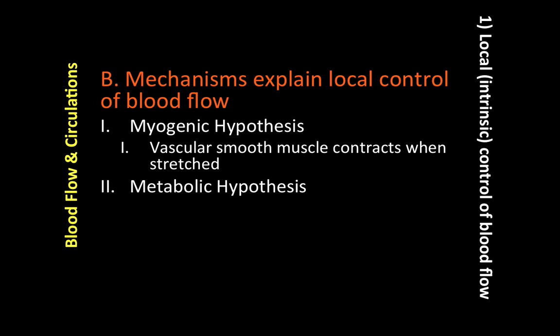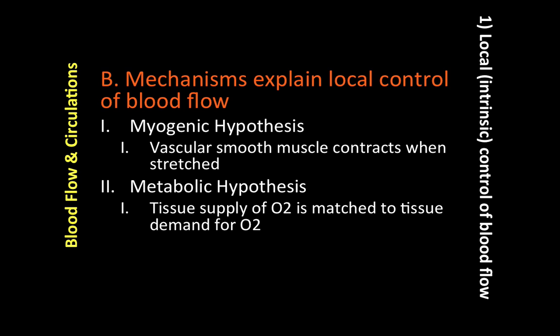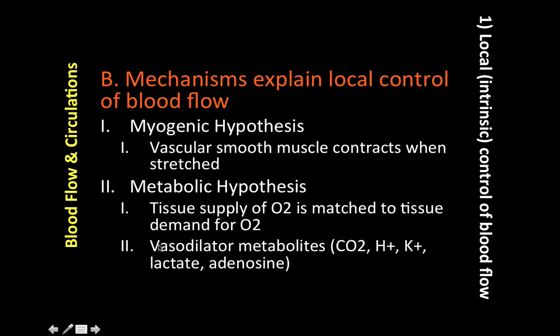Okay, so now the metabolic hypothesis. This metabolic hypothesis is based on the observation that tissue supply of O2 is matched to tissue demand for O2. We have vasodilator metabolites, which are produced as a result of metabolic activity in tissue. These are listed here, such as CO2, protons or hydrogen ions, potassium, lactate, and adenosine.